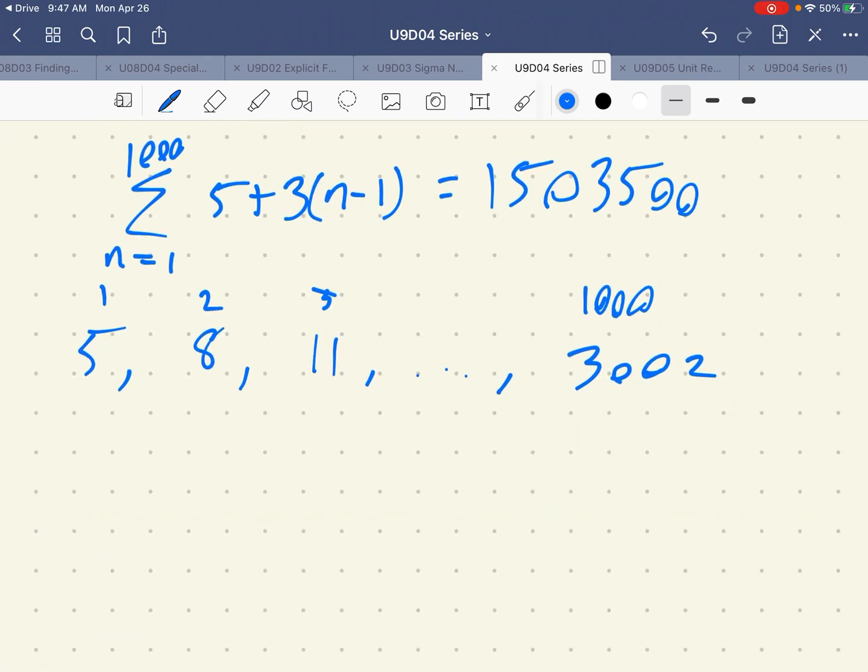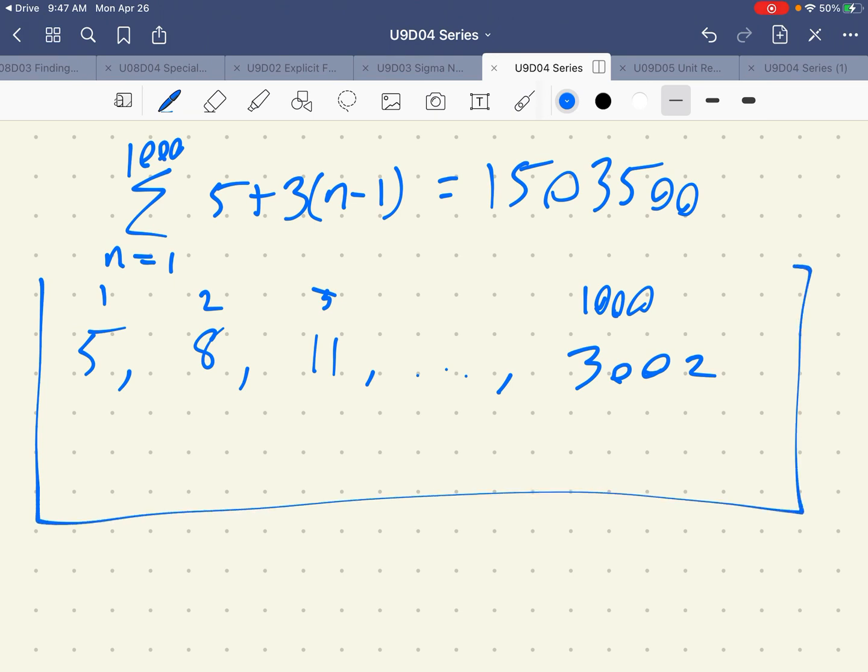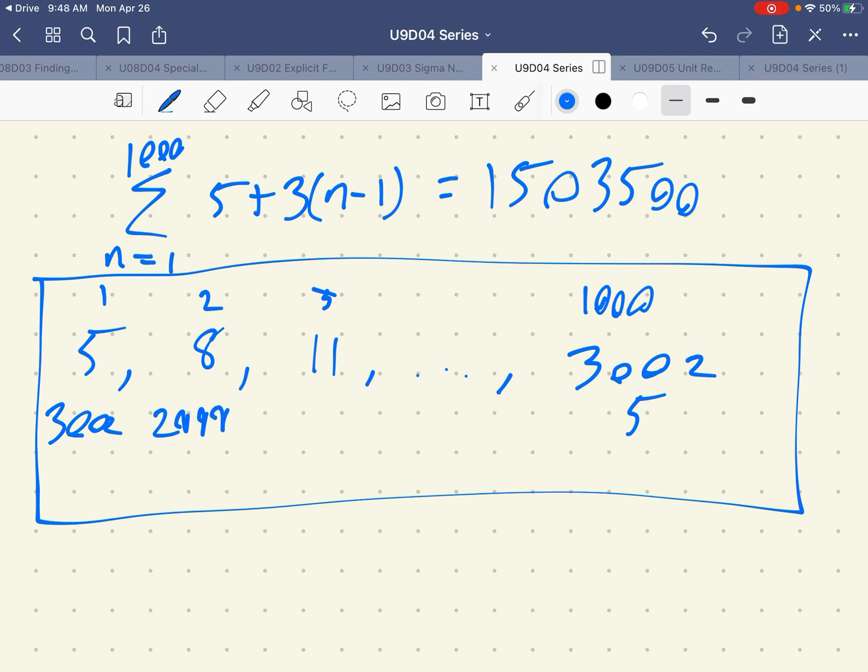Another method for finding the sum of these terms was discovered by a mathematician named Charles Gauss. The method that he used, which is pretty interesting, is to write the sequence backwards. So I'm going to write 3,002 here. That means this should be a 5 here. The second to last term in the sequence would have been 2,999. The term before that would have been 2,996. And so on for every term in the sequence. And that means this is the 1,000th term, this is the 999th term, this is the 998th term, until we eventually get back to the first term.